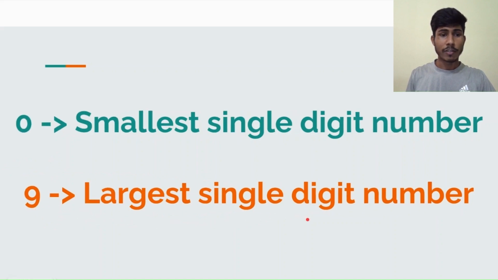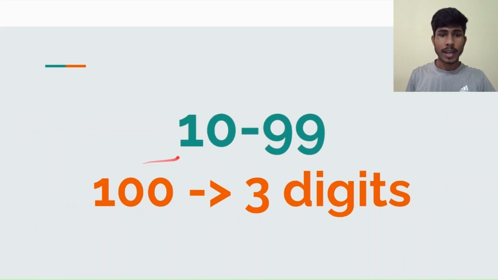Okay, and since 0 is the first single digit number, this is the smallest single digit number, and since 9 is our last single digit number, 9 is the largest single digit number. Okay, did you understand it? 0 is our first single digit, so this is smallest. 9 is our last single digit number, so this is our largest single digit number. So our next number is 10, and after we got 10, we learn from 10 to 99. And once we reach 99, we get the next number, 100.